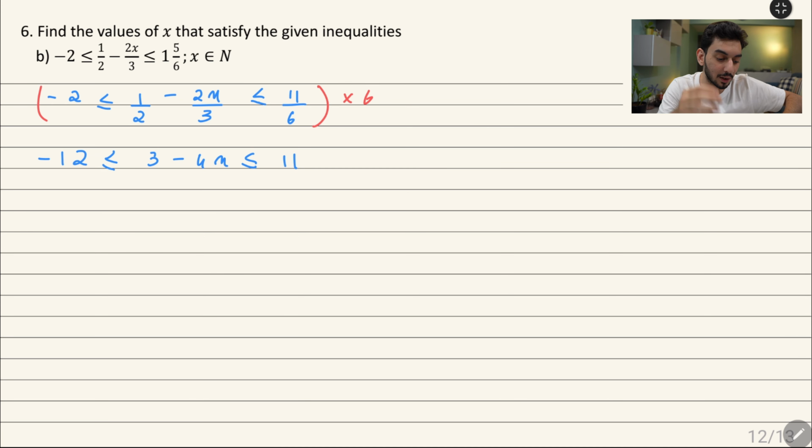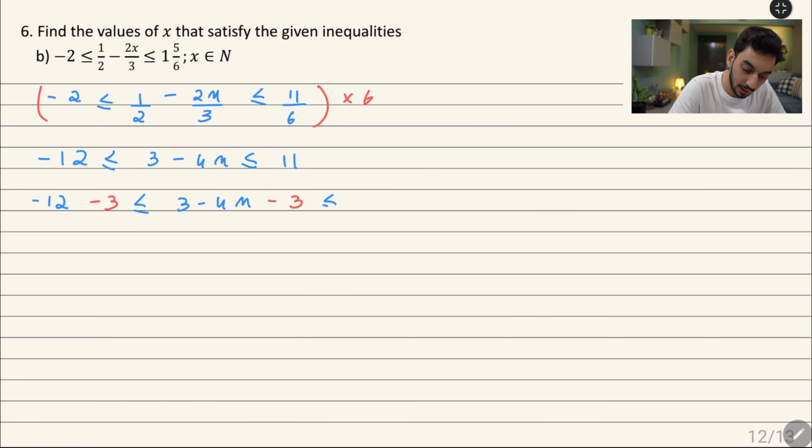Also a side note that this method can only be done without separating if we have x in the middle thing. If you have x in the leftmost and the rightmost thing, you won't be able to do this because x has to be in the middle thing only. So I'll subtract 3 from everybody. So negative 12 minus 3, less than or equal to 3 minus 4x, again minus 3, and then less than or equal to 11, again a negative 3.